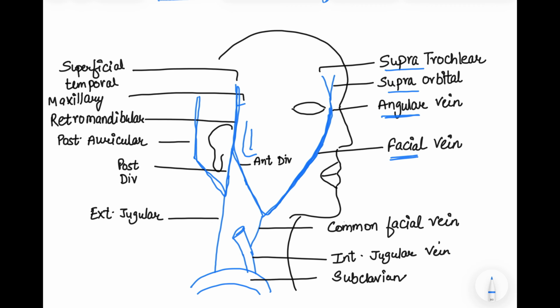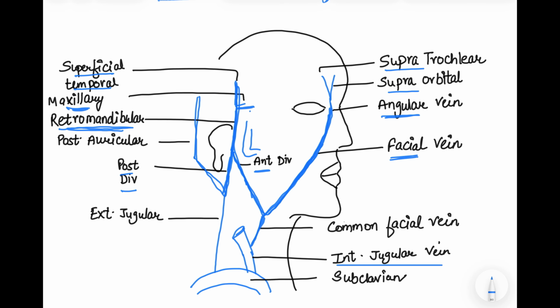Here we have the mandible, ramus of the mandible. Just behind the mandible you are going to see another vein, that is your retromandibular vein. So retromandibular vein is going to receive the drainage from 2 veins over here. One is your superficial temporal, the other one is your maxillary. As the retromandibular vein comes close to the auricle, it is going to divide into 2 divisions. One is the anterior division, the other one is the posterior division. So the anterior division is going to join with your facial vein, forming a common facial vein over here, draining into your internal jugular vein.